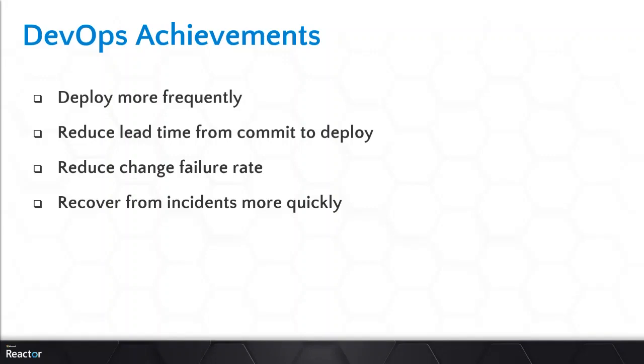But it's more about how quickly we recover from that incident, right? How quickly we get that information through monitoring, and how quickly we are able to fix it. If we are able to do that, we are good. And that's where we say we have achieved what we want to achieve through our DevOps process.